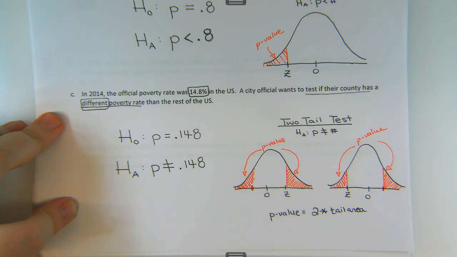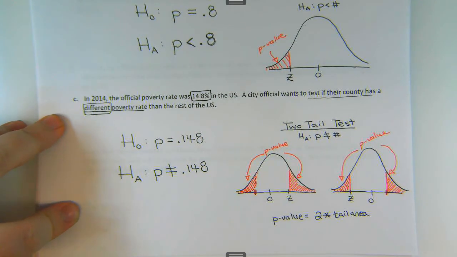So this is how we set up our null and alternative, and with that come these different types of tests that we can run.